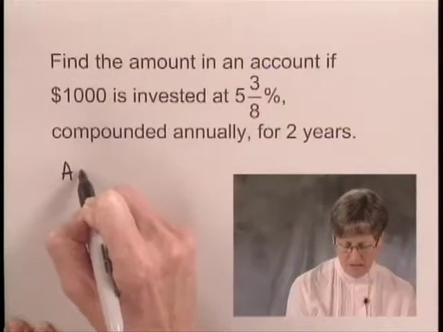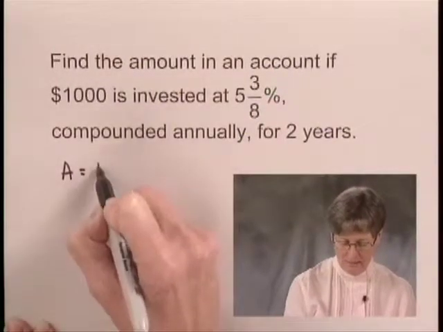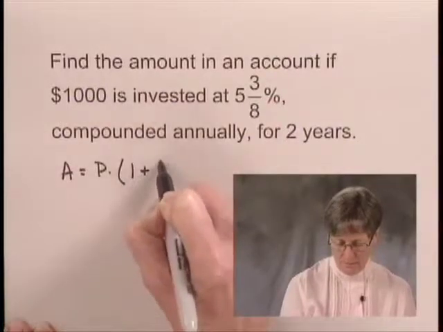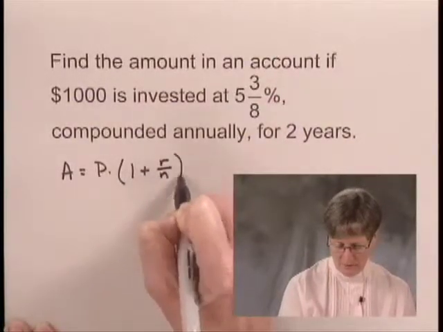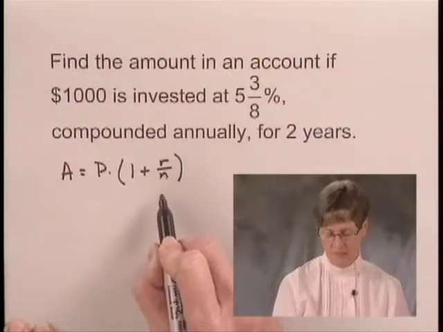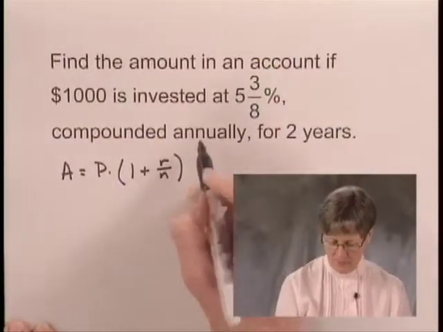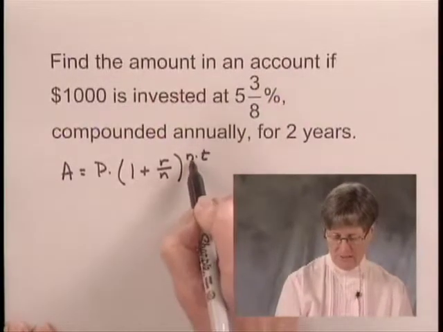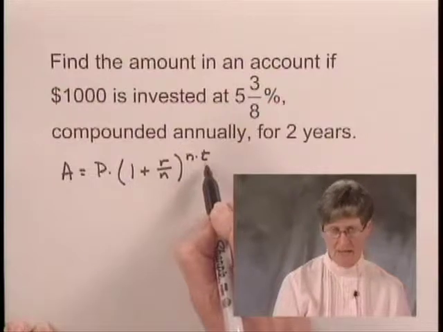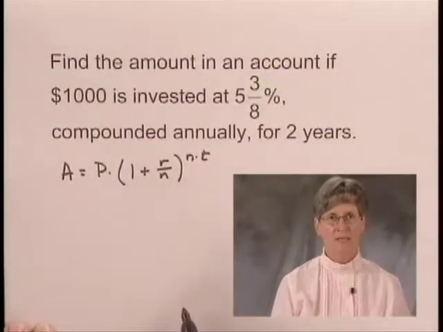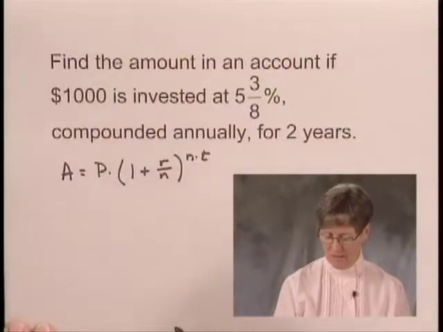We say that the amount in the account A is equal to the principal, P, times 1 plus R over N, where R is the interest rate and N is the number of compounding periods annually, and that's raised to the power N times T, where this is the same N as this, and T is the time of the investment. So we need to substitute into this formula and then do the computation to find the amount in the account.